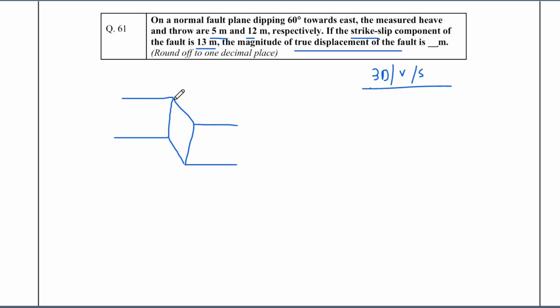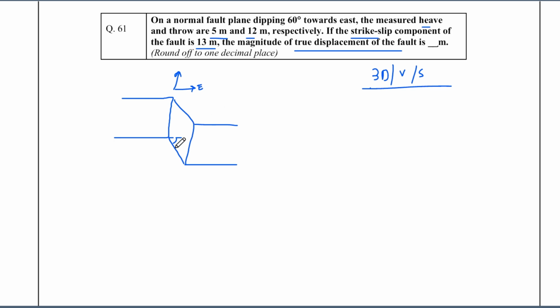Suppose this is our north, and this side is our east. Our fault plane is also dipping toward east, with 60 degrees. Next, what they are telling: heave and throw they have measured. Heave and throw are 5 and 12.